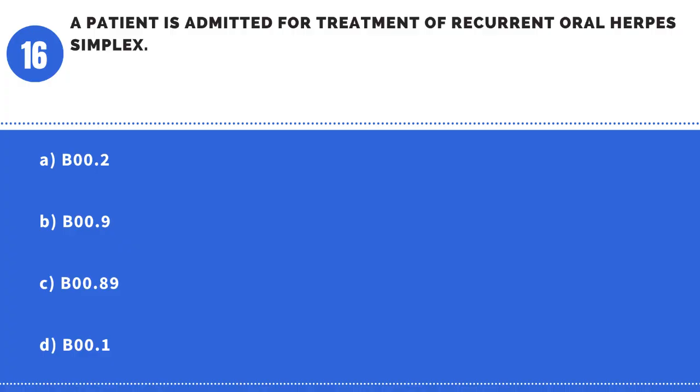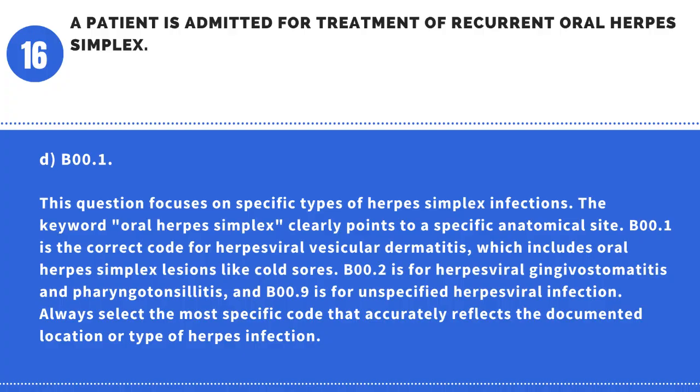Question 16. A patient is admitted for treatment of recurrent oral herpes simplex. A. B00.2. B. B00.9. C. B00.89. D. B00.1. Answer: D. B00.1. This question focuses on specific types of herpes simplex infections.